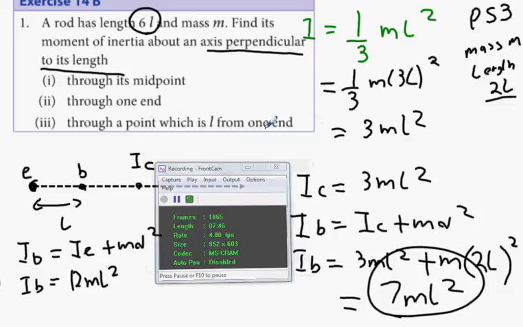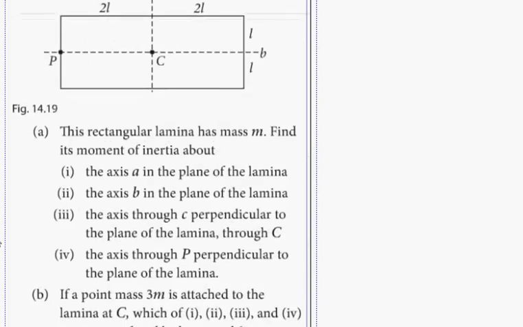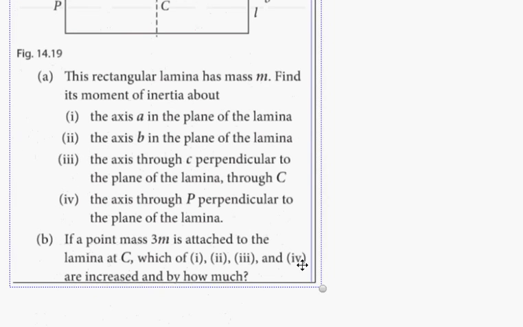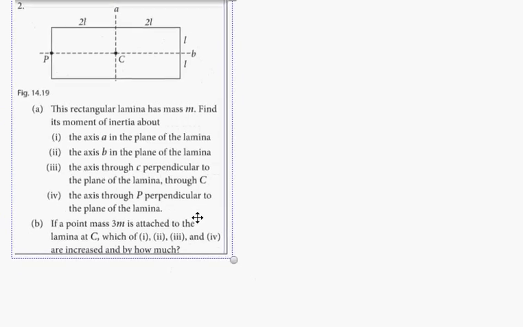Now, question 2. We have a lamina, and I need to make this a bit smaller. It's a rectangular lamina, length 2L, breadth L. Now, there's something very interesting about the lamina.